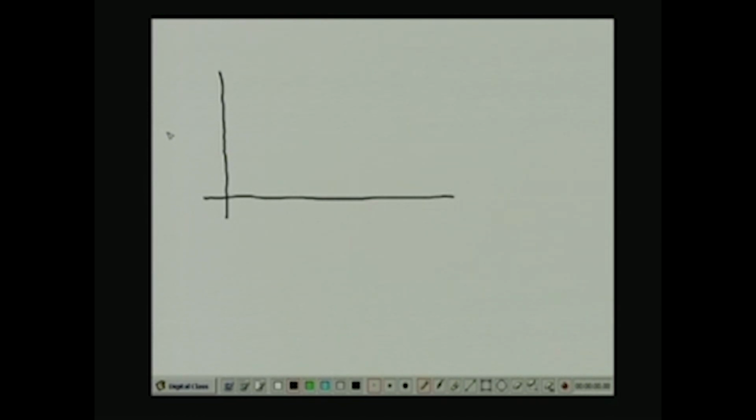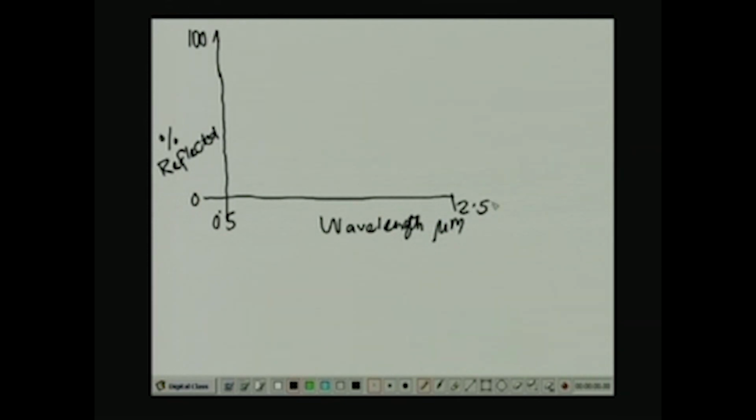So, in the vertical scale we are plotting the percent reflectance, and in the horizontal scale we are plotting the wavelength in micrometers. Let's draw the scale as well. In the vertical scale we are plotting from 0 to 100%, and in the horizontal scale we are plotting from 0.5 micrometer to say 2.5 micrometer.